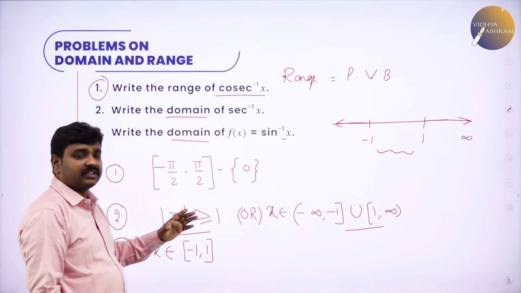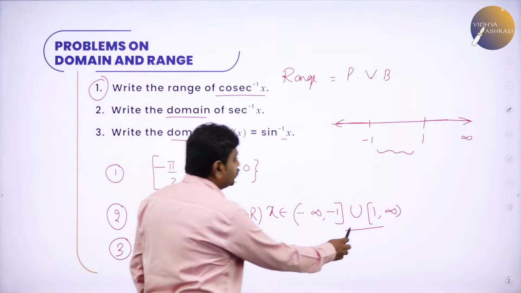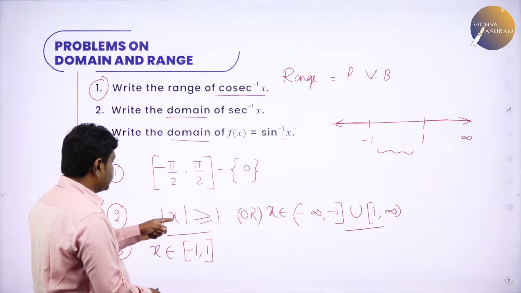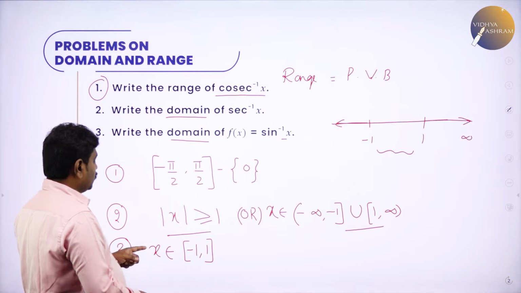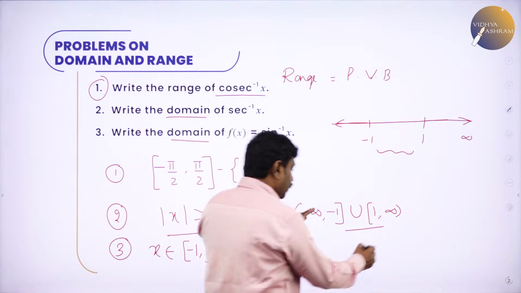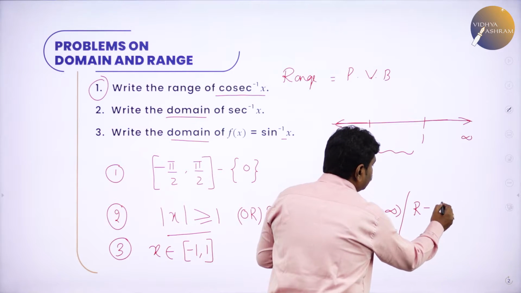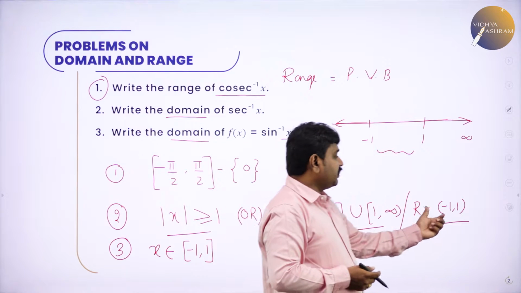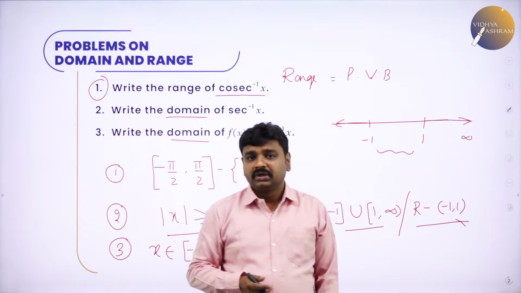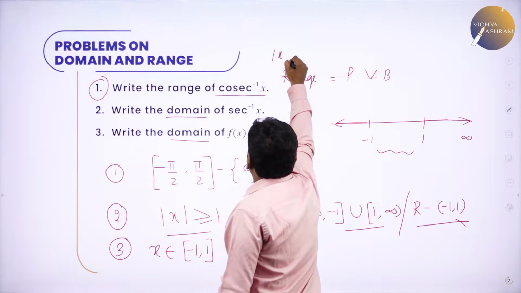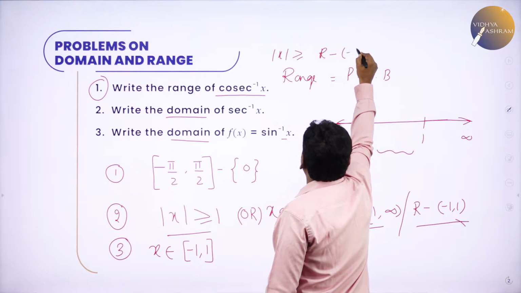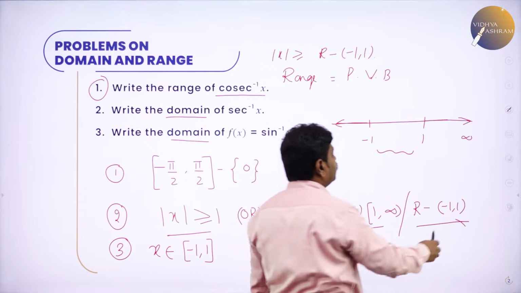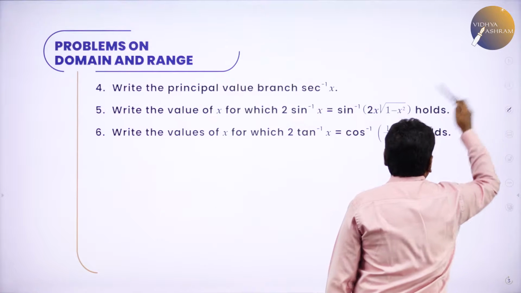Then the domain of secant inverse x: all the values of x from closed interval 1 to infinity and minus infinity to minus 1. And then we can also write this as mod x greater than or equal to 1. And one more way we have, R minus open interval minus 1 to 1. This is also fine. All real numbers, leaving open interval minus 1 to 1. So mod x greater than or equal to 1 is same as R minus open interval minus 1 to 1. Anything fine. Now sine inverse x is directly minus 1 to 1.